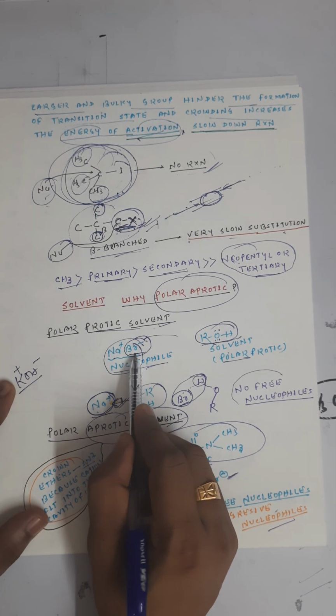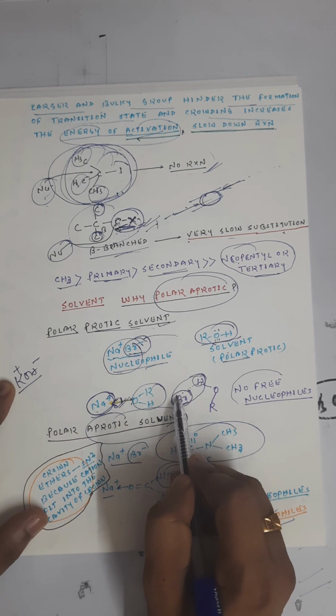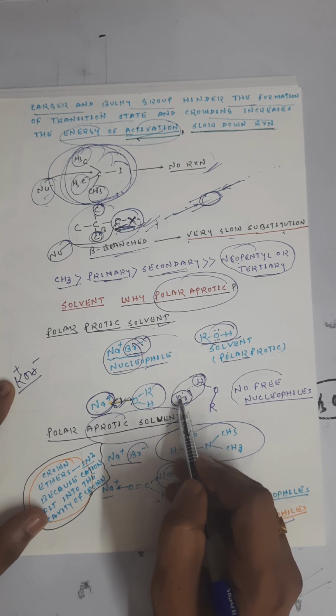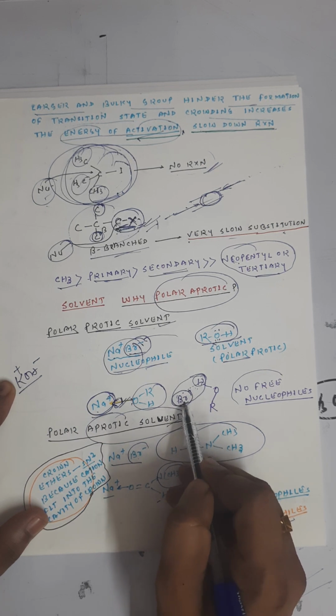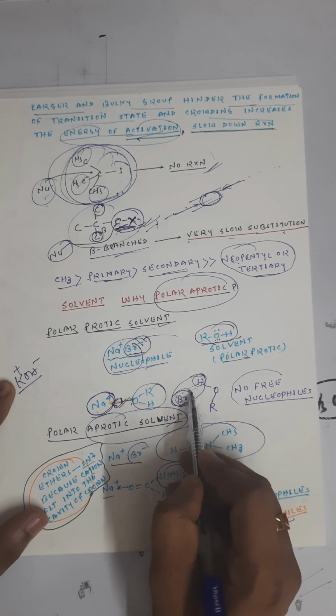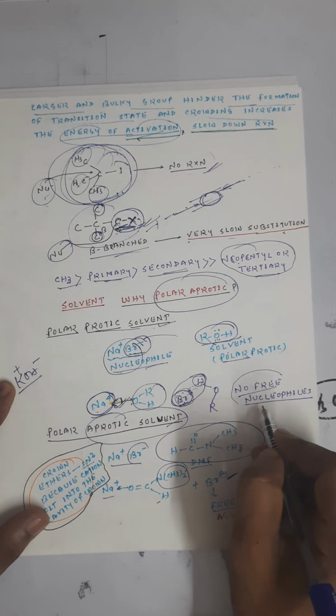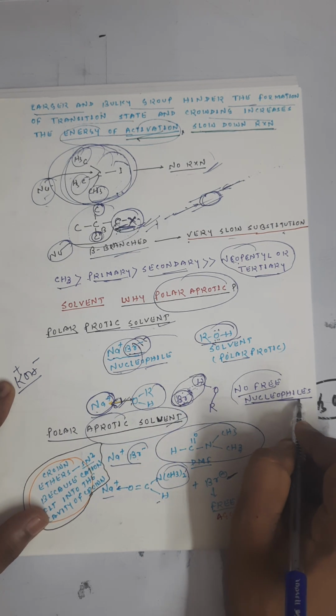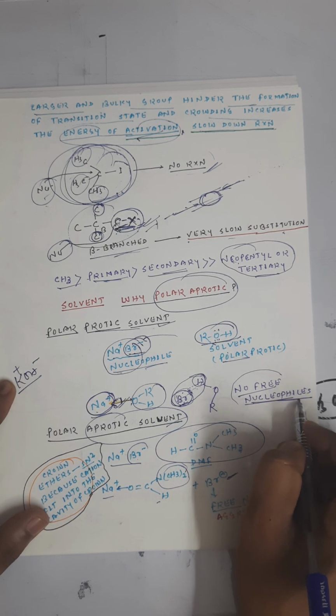The nucleophile, which is Br negative, will attach to the hydrogens. Although it is not a strong hydrogen bond, it will form the bond. So the nucleophile will engage here, which means no free nucleophile is there. Correct? And why is the free nucleophile required?